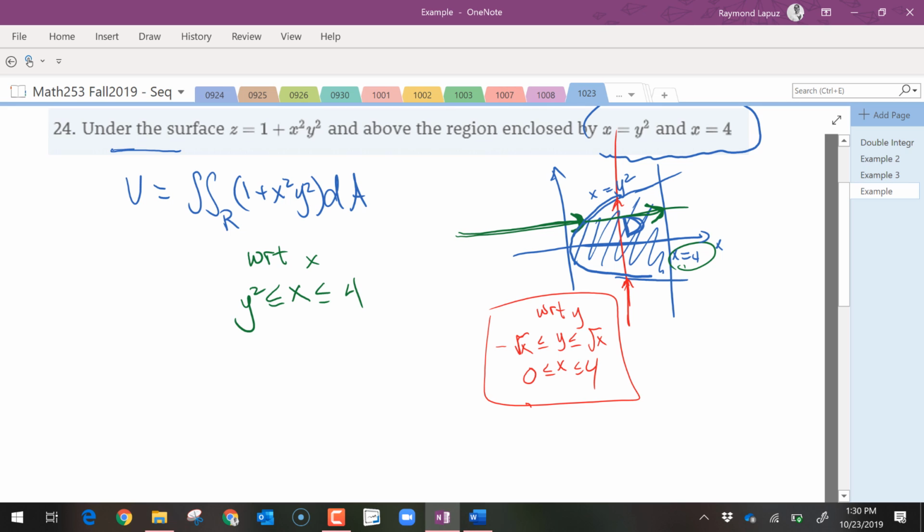Okay? And then my y limits is what? Don't say square root of x, positive square root of x, negative square root of x, because that's not the answer. What should it be? 0, 2? I probably, yeah, so I want to go all the way down here and all the way up there.